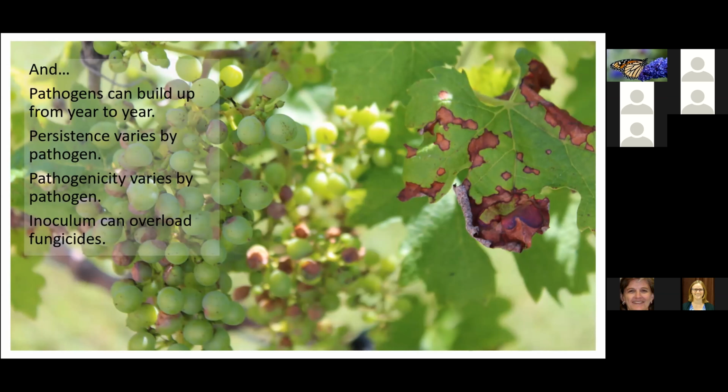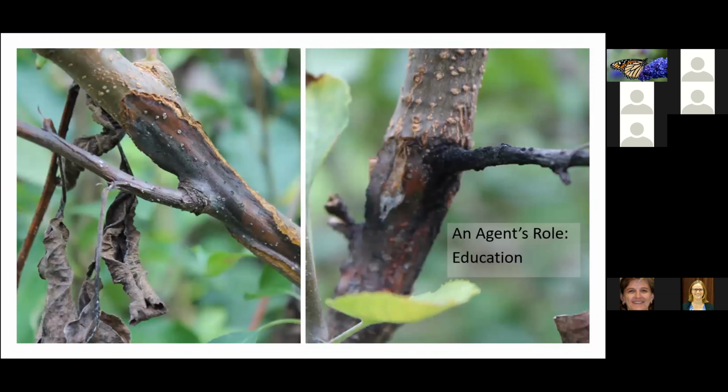And also, with inoculum overload, where we have too many fungal spores out in the orchard, for example, fungicides cannot do their job. So we have to incorporate the reduction of inoculum so that our fungicides can work, if indeed our grower chooses to use fungicides. So what's your role as an agent? It's education, to help growers, even homeowners, understand what role sanitation and cultural practices play in a disease management scenario.